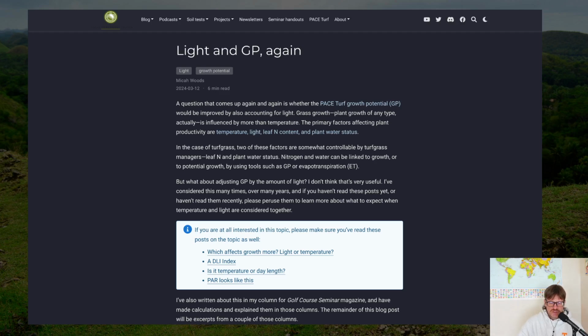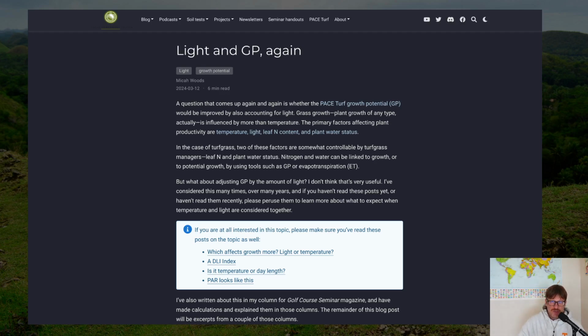It starts off by saying a question that comes up again and again is whether the PACE Turf growth potential would be improved by also accounting for light. Grass growth, plant growth of any type actually, is influenced by more than temperature. The primary factors affecting plant productivity are temperature, light, leaf nitrogen content, and plant water status. So obviously, we start off by recognizing that temperature is not the only thing that affects growth. It's correct that light is going to affect growth. It's correct also that the amount of nitrogen the plant has in the leaf is going to affect growth.